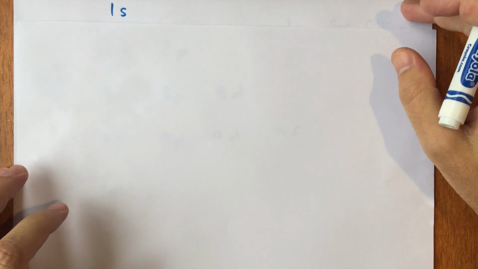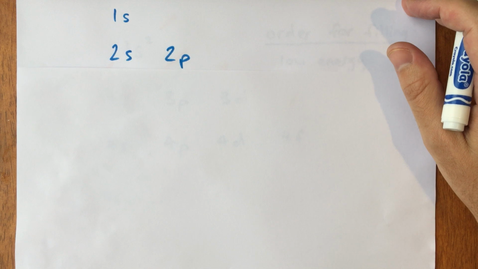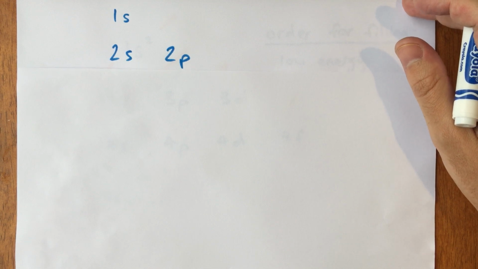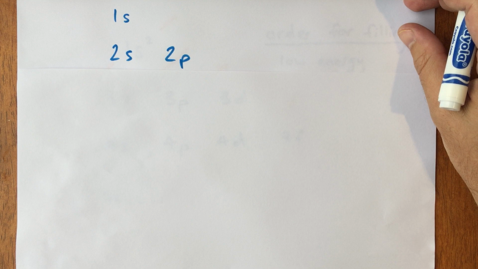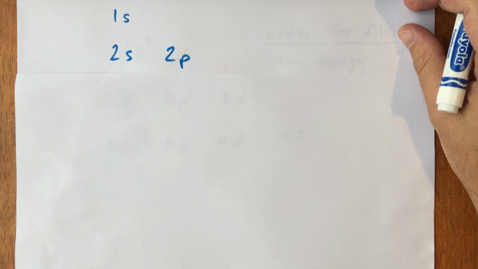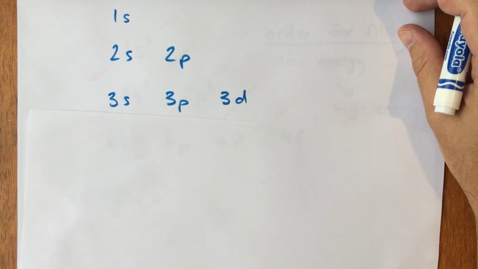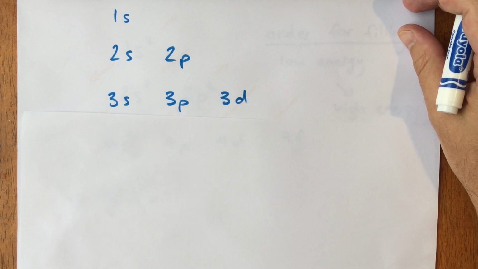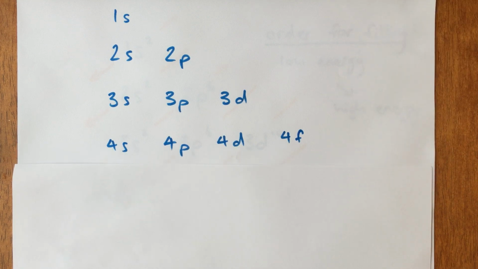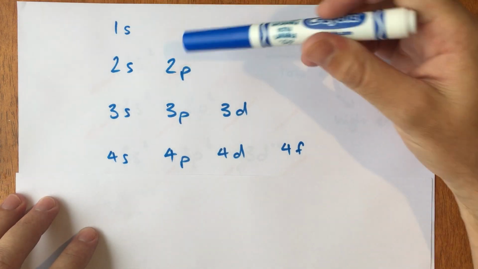In the first energy level, there is only one sublevel, and it's an S sublevel. In the second energy level, there are two sublevels, an S and a P. In the third energy level, have a guess, 3 sublevels, an S, a P, and a D. In the fourth energy level, have a guess, yep, you got it, 4 sublevels, an S, a P, a D, and an F.